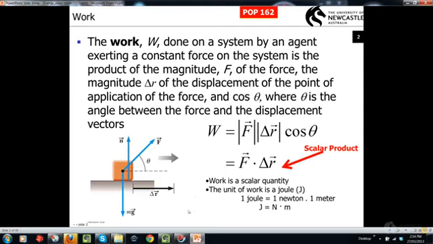The unit of work is a joule, and 1 joule is the amount of work done when a force of 1 Newton is applied over a distance of 1 metre.